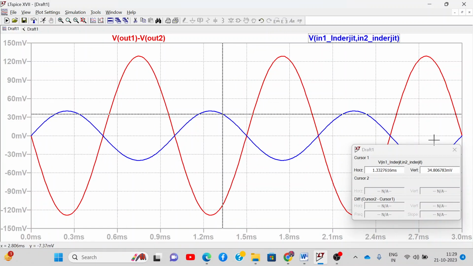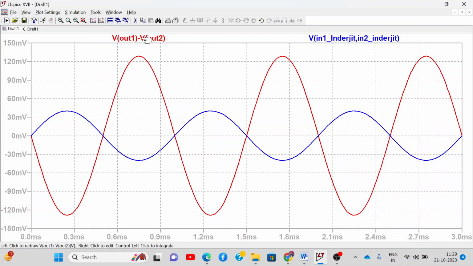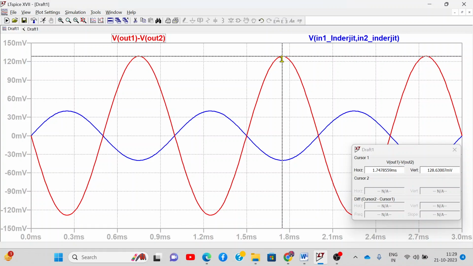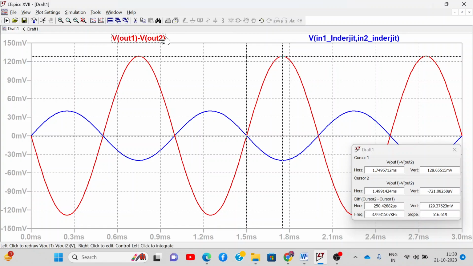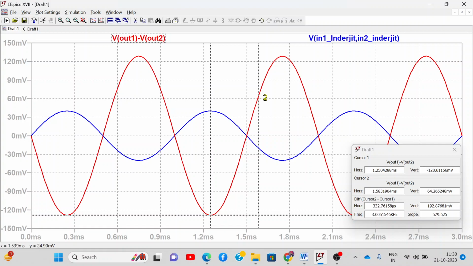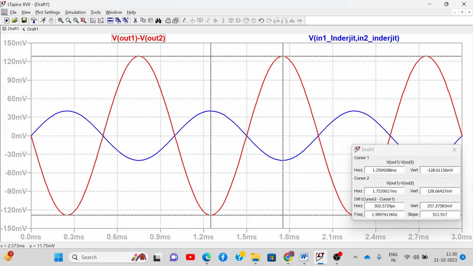I've got it for the input. Input I don't want, I know already it's 80 millivolt peak to peak. I'll go to maximum value over here, and then I'll select the one more and go to the minimum value. So around, yeah, this has gone down. So around 257. So peak to peak value.